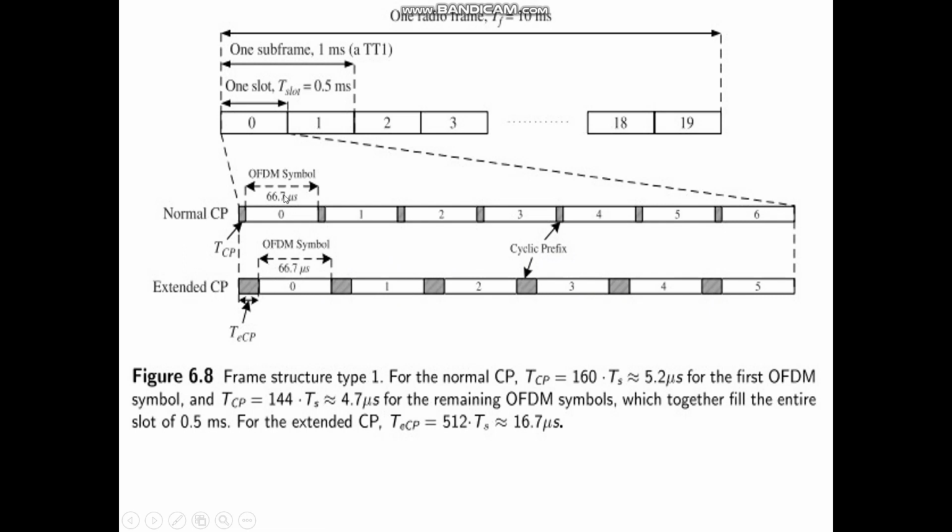Another thing is, one OFDM symbol can have many bits of information. It depends on the modulation technique you are using. Depending on the modulation technique, whether it is QPSK, 16 QAM, or 64 QAM, the number of bits of information in the particular time slot will vary.